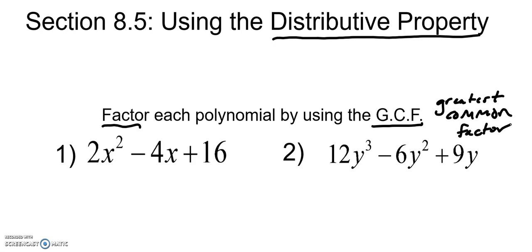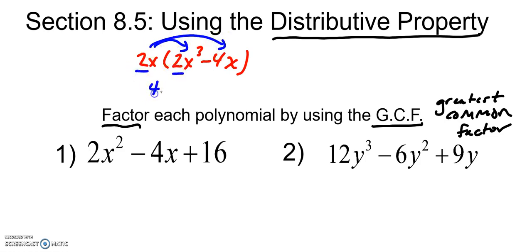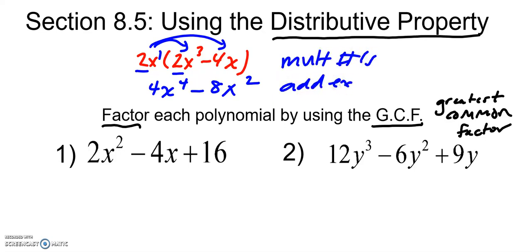And before we get into the examples, I want to throw a little review, actually just from the quiz, your way. So before we get to numbers 1 and 2, if I gave you this problem, 2x times 2x to the third minus 4x, what we've done is when we distributed the 2x into the problem, we have multiplied the numbers and got 4. We have added the exponents and got x to the fourth minus 8x to the second. So doing the distributive property forwards, we multiply the numbers and we add the exponents.